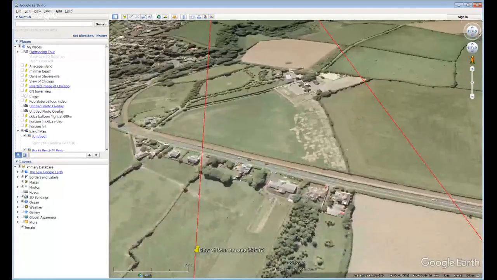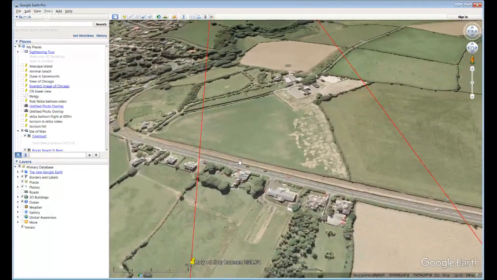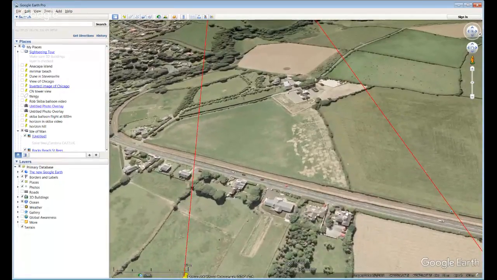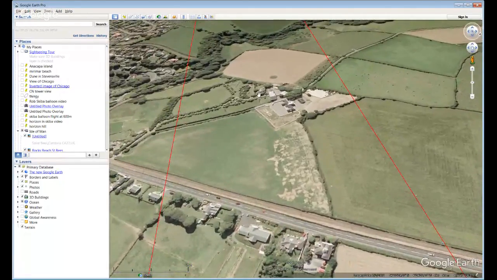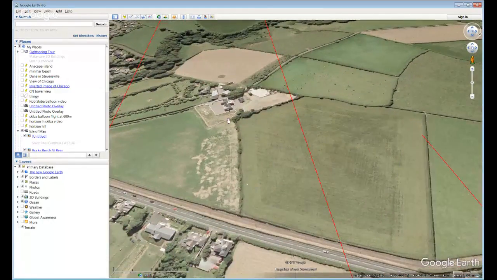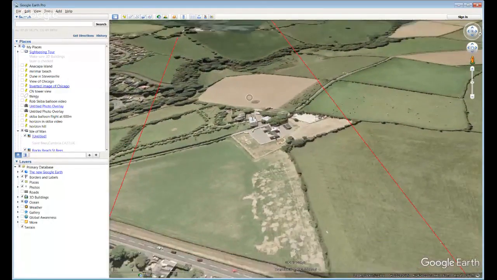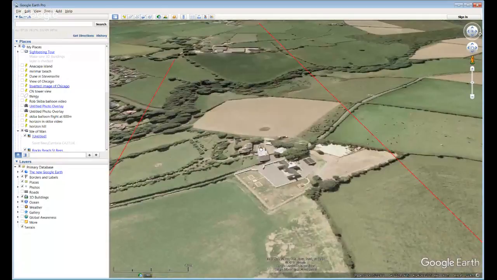So I was thinking this was 1, 2, 3, 4 houses, but I haven't actually checked from one end to the other. But yes, there are 1, 2, 3, 4. That might be behind the tree. Oh no, not these ones. They're even a little bit further up the coast, further up the land. Just go back. Those ones.